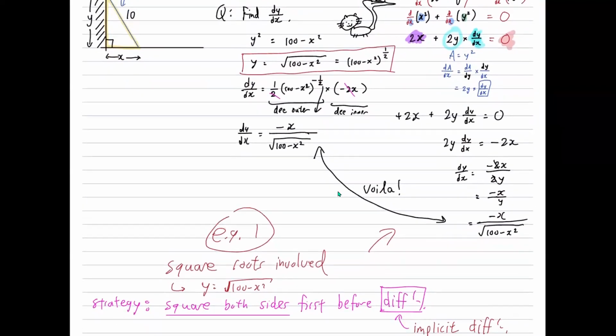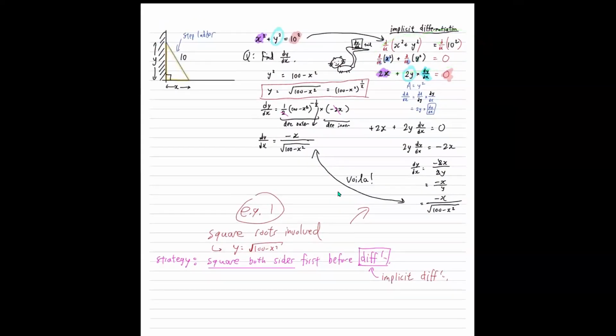Alternatively, over here, I didn't square both sides. I kept it in its original form, which already doesn't have square roots. Think of it like if I started off with this question, I could have worked it back into that format, x squared plus y squared equals 10 squared. Then after that, I differentiate. The idea is to avoid square roots, because it's very messy. Okay, that's example 1.